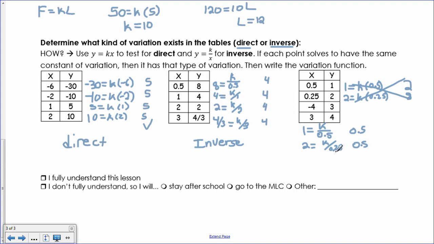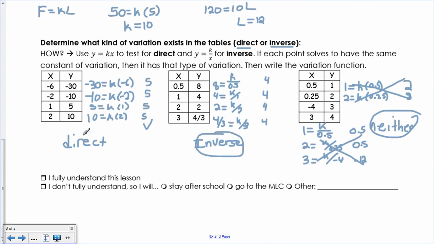So this is looking a little bit more promising. Once I get to the third point, I get 3 is equal to k divided by -4. Oh, but then when you solve this one by multiplying, you get -12. All right, so again, we ended up with a different k. So if it fails both variation tests, then you would just say it is neither direct nor inverse. That is an option. All right. So again, don't make any assumptions. You always have to check both situations in order to figure out which variation it is.